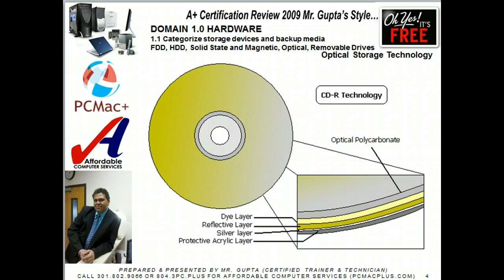We don't all have industrial CD presses in our homes, but that doesn't mean we cannot make our own CDs.